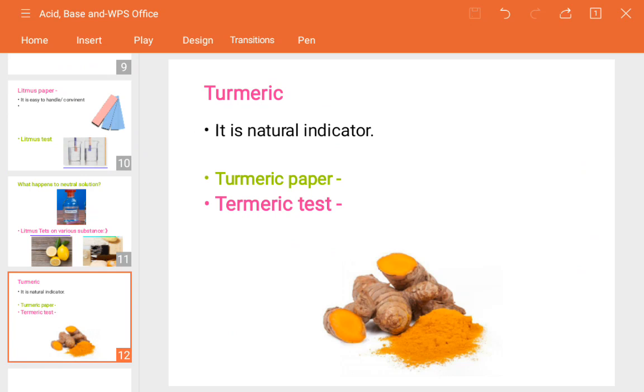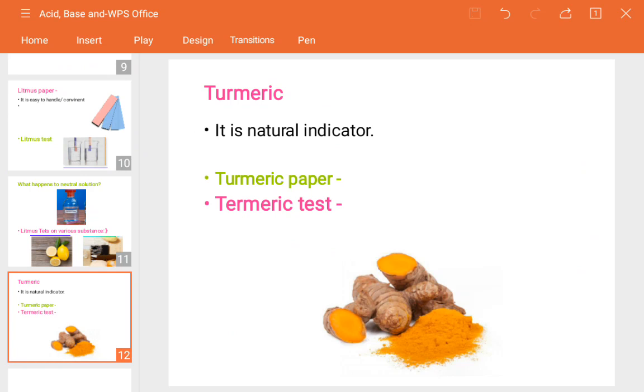Now the next part is, how, by using natural products, can we say that these are indicators? I have told you there are so many things present in nature, and they are naturally available to show indications. So see, turmeric is a naturally occurring indicator.